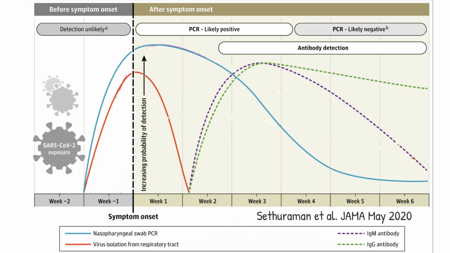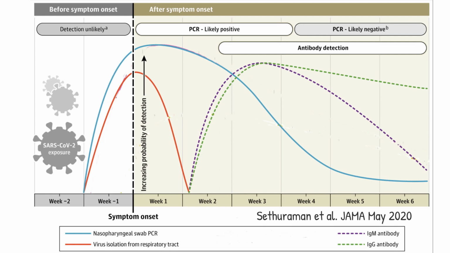RT-PCR will detect virus earlier than the antigen test, which is also depicted by the red line. But the problem with molecular tests is they often remain positive for several weeks after live virus is no longer present. The RT-PCR is detecting residual RNA released from the dead virus. The antigen test, on the other hand, detects intact live virus, closely approximating the same red line.